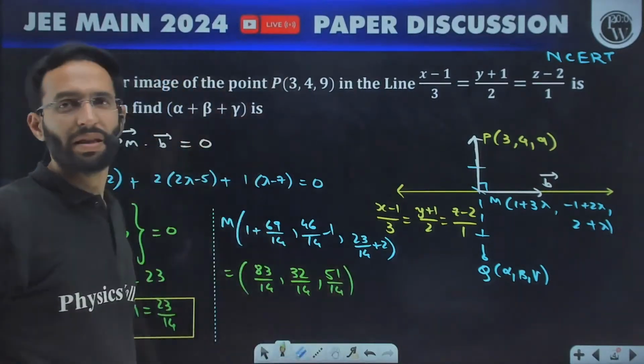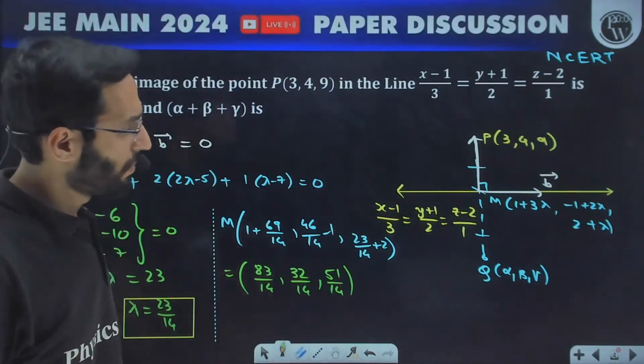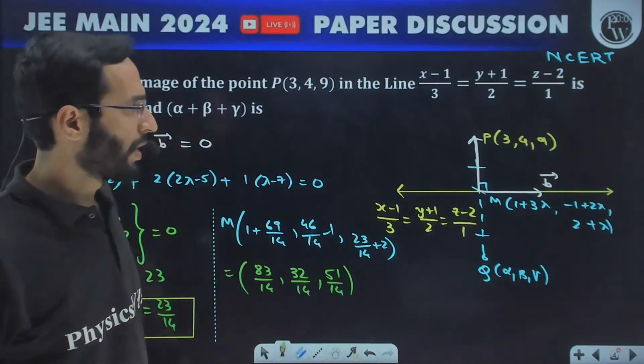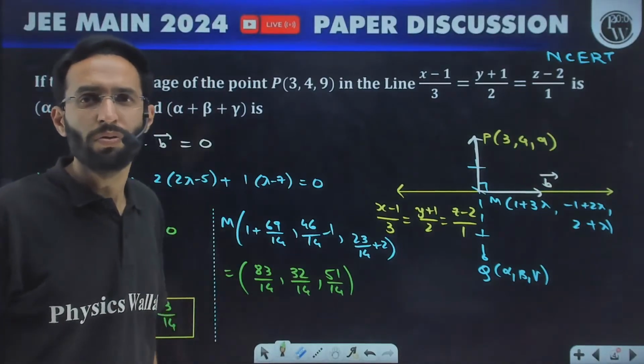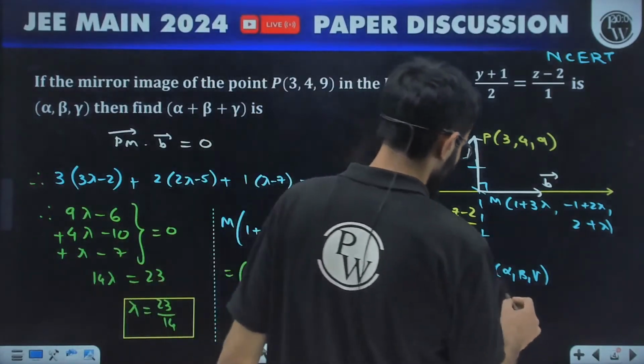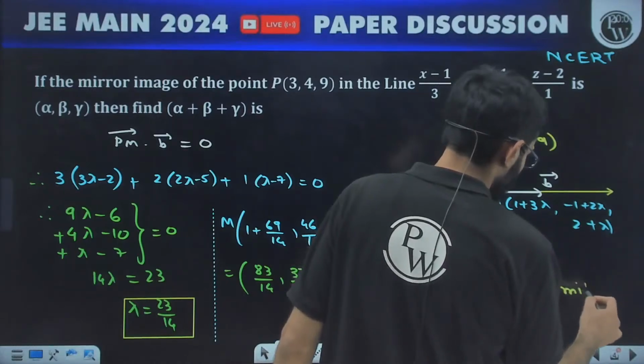This M is nothing but the midpoint of PQ. From here you can get the values of alpha, beta, gamma, and from there you can find the required value. So this I am leaving for homework. Now the rest of the part is very easy. You can find it by using the concept of the midpoint.